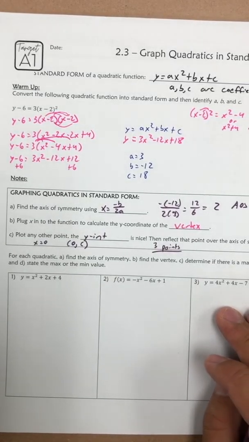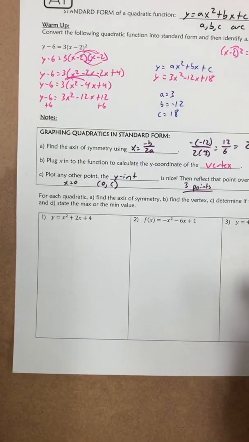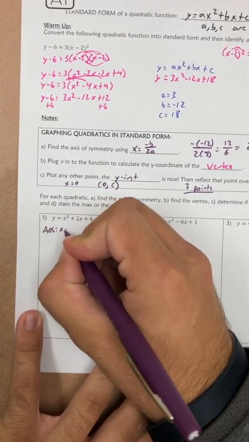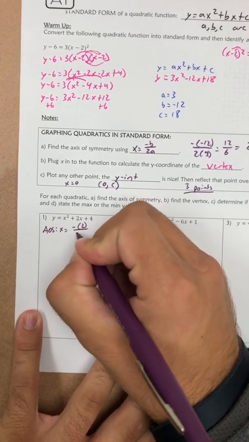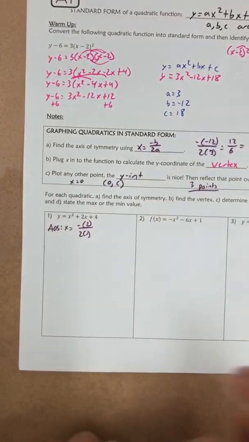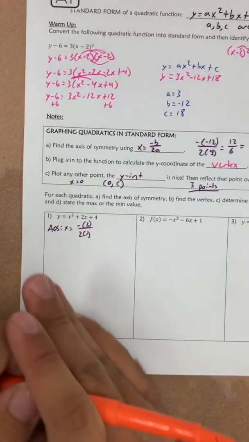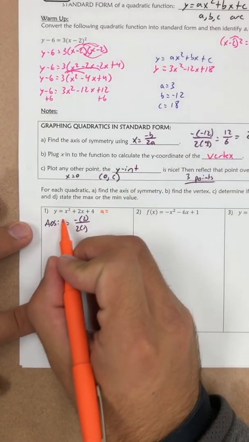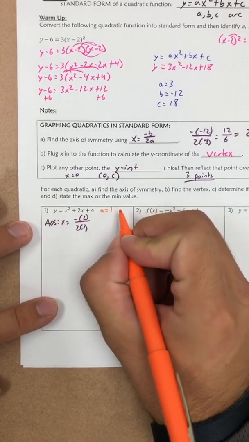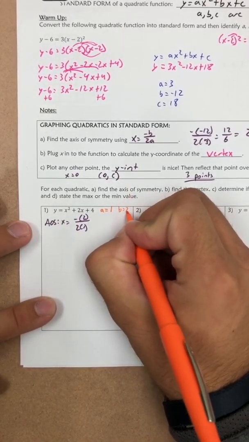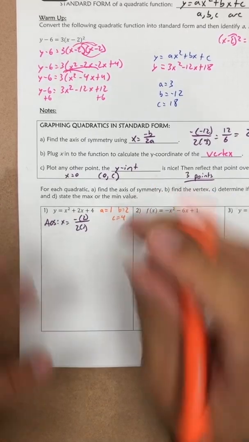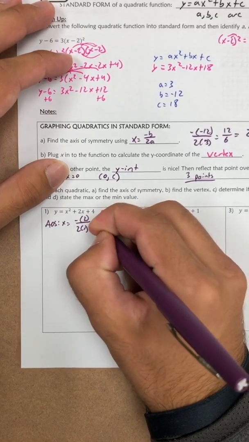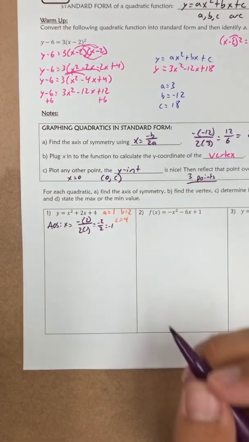All right. So let's go ahead, let's look at these couple. We're going to find the axis of symmetry first. Opposite 2 over 2 times 1. It's a good idea, actually, I should have done this first, to write what your a, b, and c values are, just so you remember. A equals, if there's no number in front, we assume it's a 1. So a is 1, b is 2, and c is 4. So we get this axis of symmetry to be negative 2 over 2, which is negative 1.